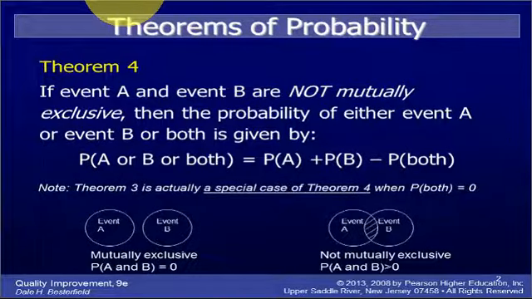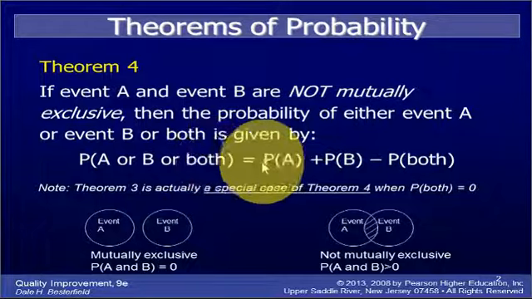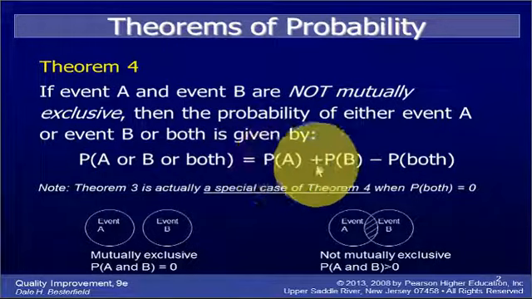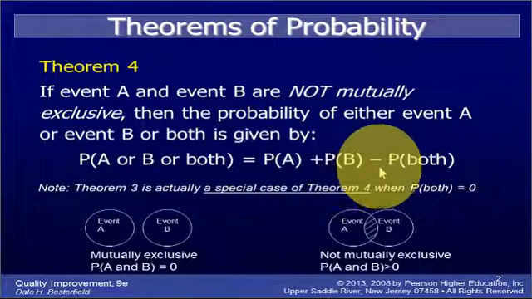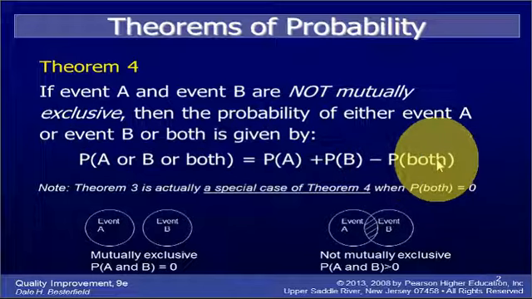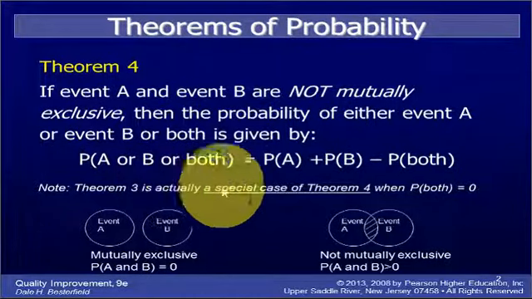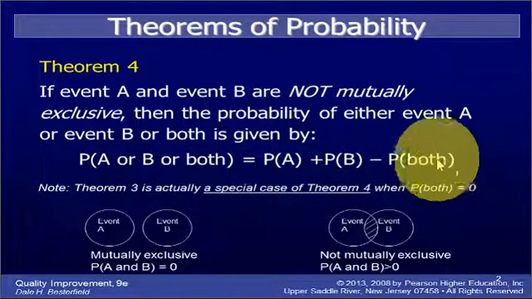If event A and event B are not mutually exclusive, then the probability of either event A or event B or both is given by this formula. So the P(A or B or both of them will happen) equals the probability of A plus the probability of B, and then minus the probability that both of them occur. Note that theorem 3 is actually a special case of theorem 4 when this P(both) is 0.